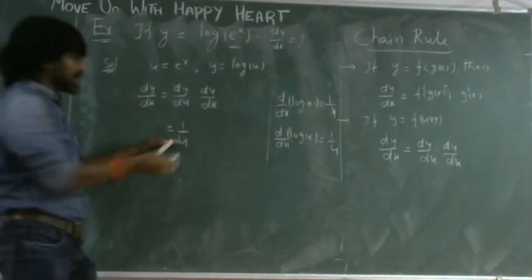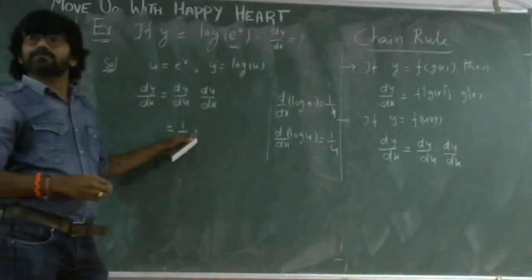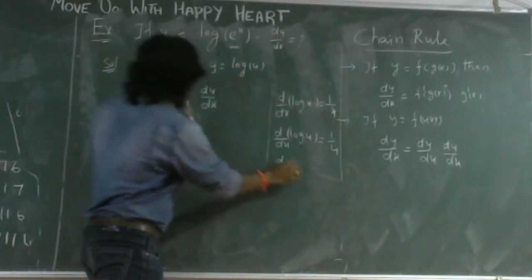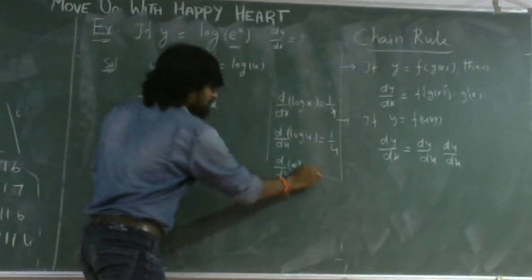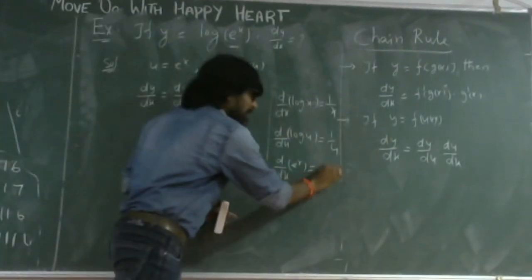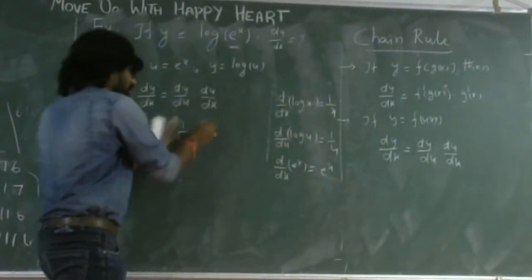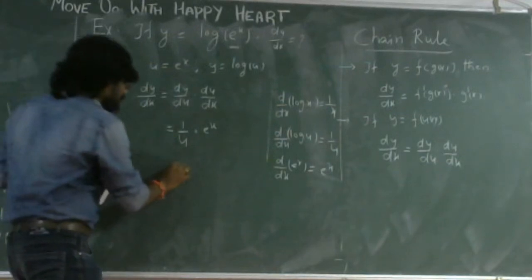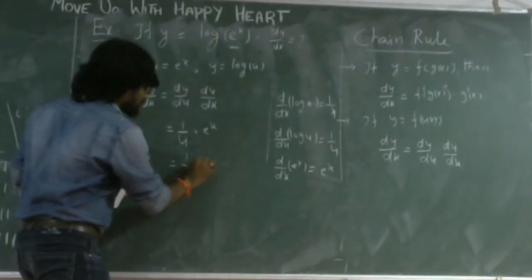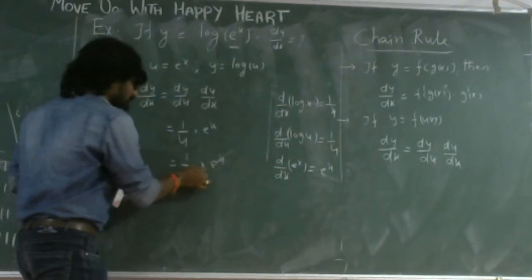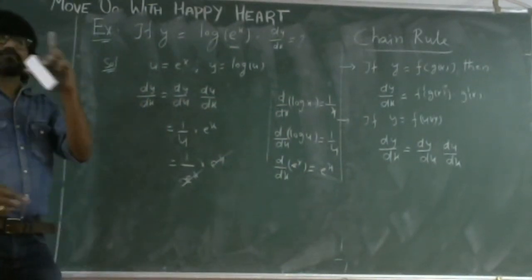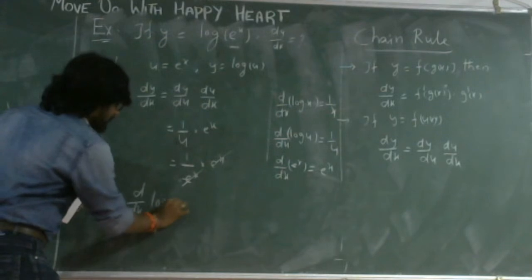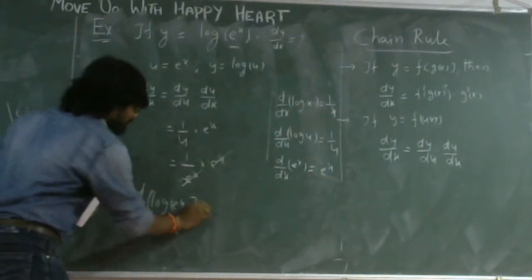At the end we have to substitute that into du by dx. U is e power x, so d by dx of u is e power x. What is this? e power x only. So in place of du by dx, take e power x as it is. Now substitute u. It is equal to 1 by u, which is e power x, into e power x. They cancel and you will get 1. Is it clear? Therefore d by dx of log of e power x is equal to 1.